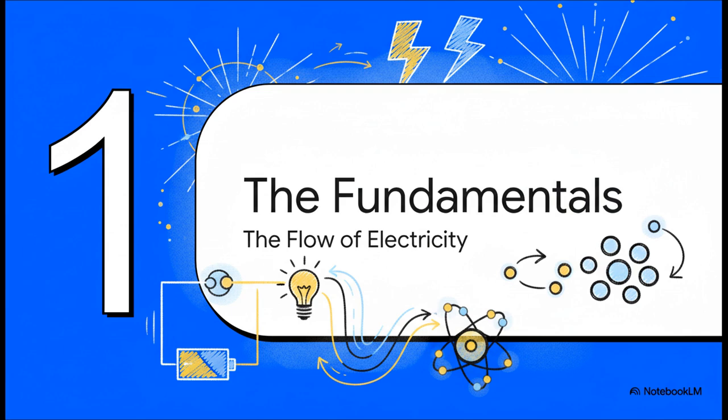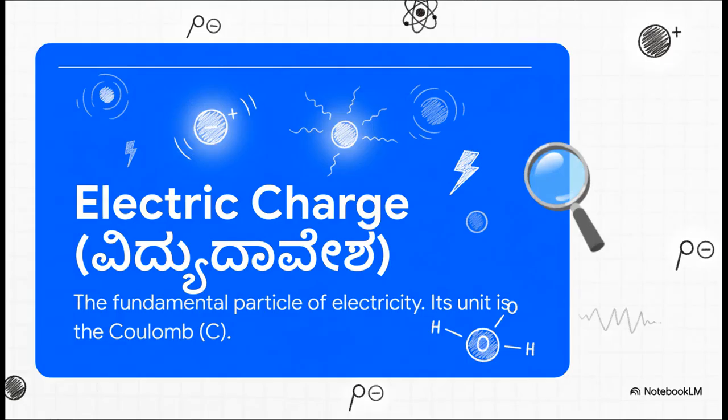See, before we can get the big picture, we've got to get to know the individual players that make electricity happen in the first place. First up, we have electric charge. It's measured in something called coulombs. The easiest way to think about these is as the tiny individual particles of electricity, like single drops of water. They are the fundamental thing that everything else is built on.